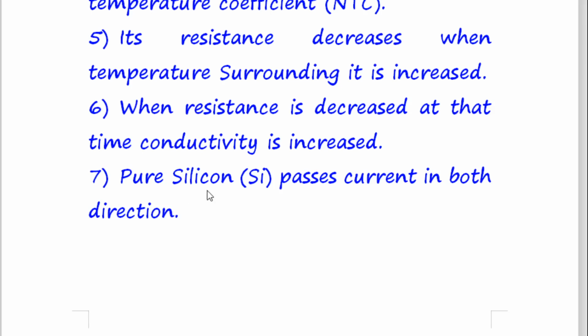Because what happens, students get confused. They feel that silicon and germanium are semiconductors and they do not pass the current in both directions. It is not like that. Pure silicon as well as pure germanium passes current in both directions, and that we are going to study.